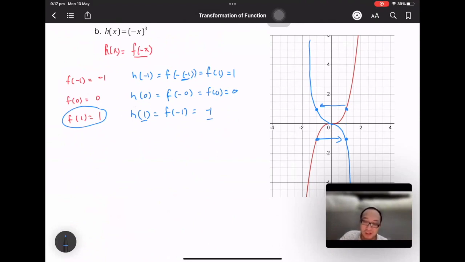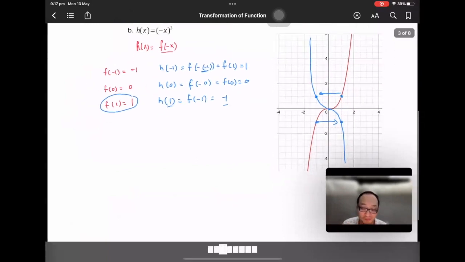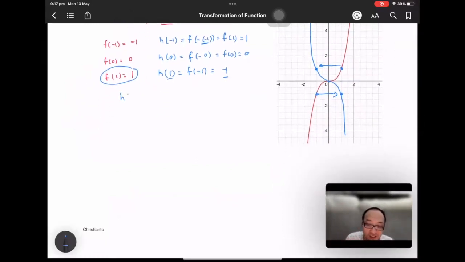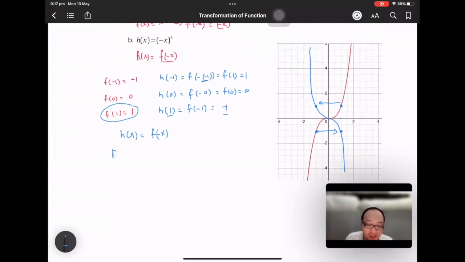In this example, you will see it is similar, but if you pay attention, the processes are different. So that means I can say h(x) equals to f(minus x). This is a reflection by the y-axis.